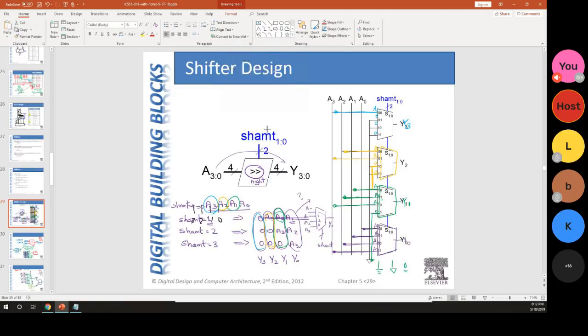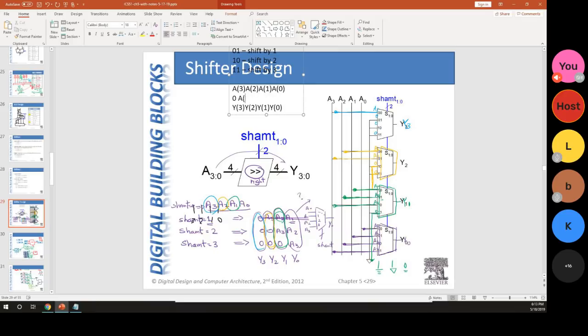So let's say this is your input, and then you shift by 0. If you shift by 0, they're going to equal the same thing. This entire output is going to equal the input if you shift by 0. If you shift by 1, your output becomes 0, then A3, then A2, and then A1, because you shift by 1, so it becomes a 0 in the front.